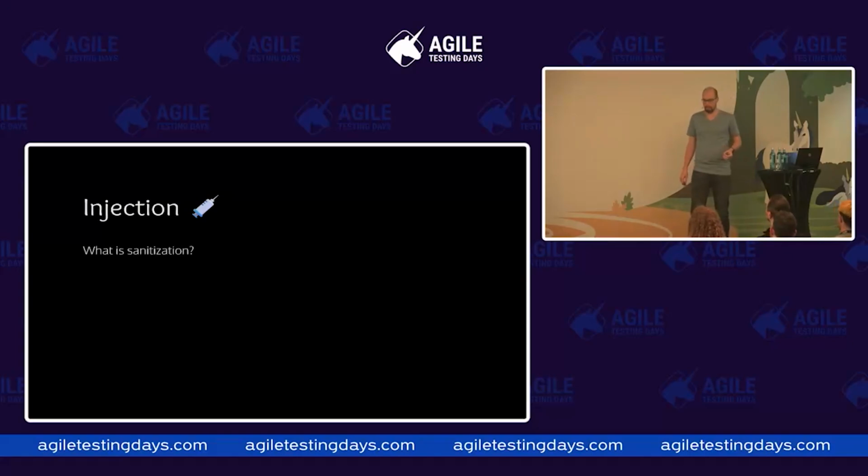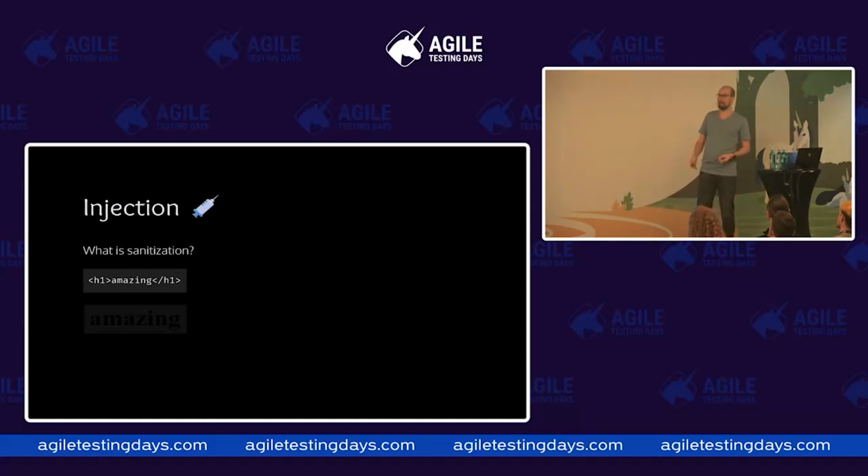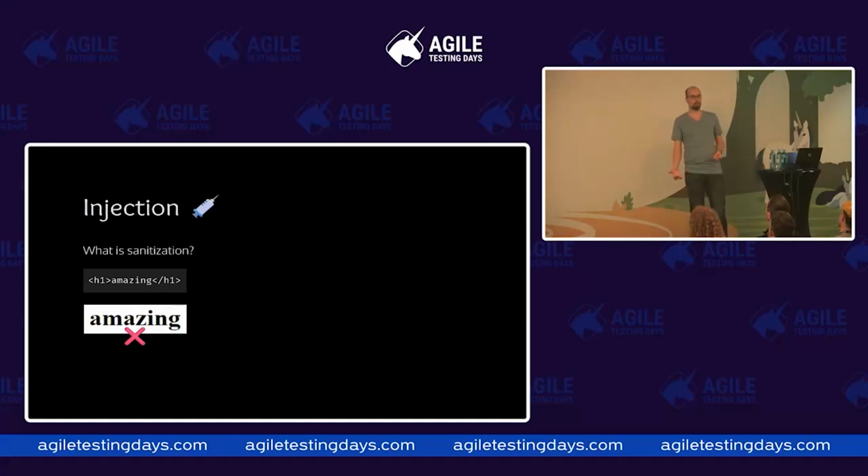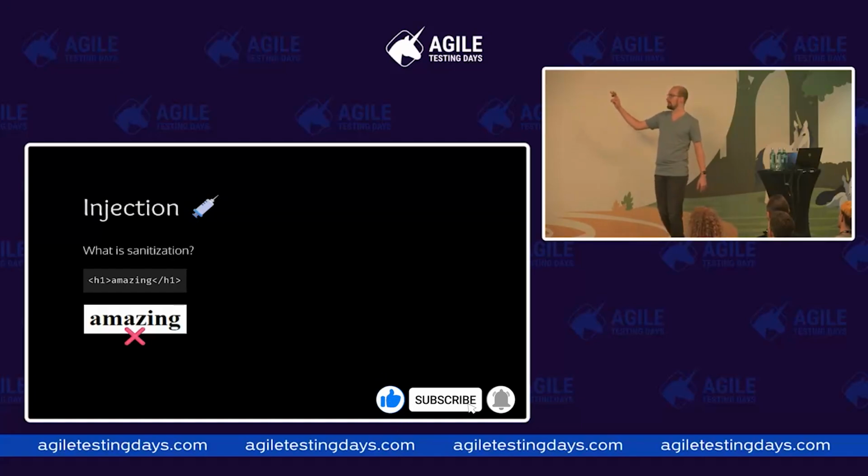What does that mean? Imagine I searched for this: H1 amazing, a little bit of HTML. If this showed up on the Amazon page like that, it's bad. This was now executed as HTML. It was run as such, which also means I can craft a JavaScript message here. I don't have to know how to craft a JavaScript message to know that it is not sanitized.